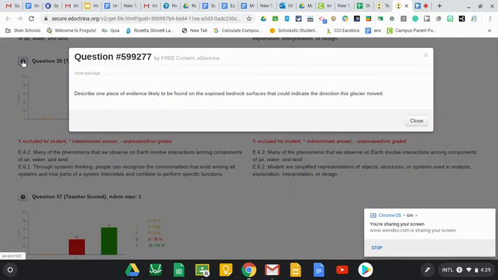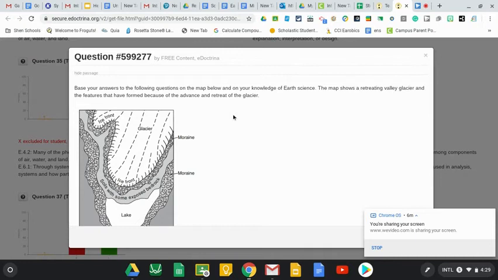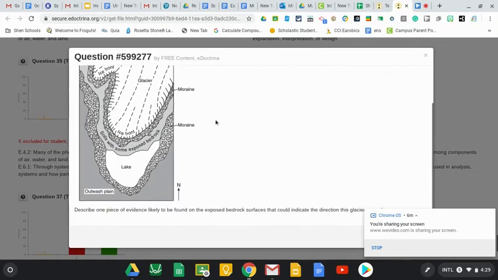35. One piece of evidence to show the direction the glacier moved. A lot of you said moraines. Unfortunately, though, if you're here, you don't know which way that the glacier moved from the north to the south. So if all this ice was melted and all you saw was moraines, it would be very hard to tell the direction. The question also said evidence found on the exposed bedrock. So the answer that I was looking for were scratches, parallel scratches in the bedrock, or someone said striations.